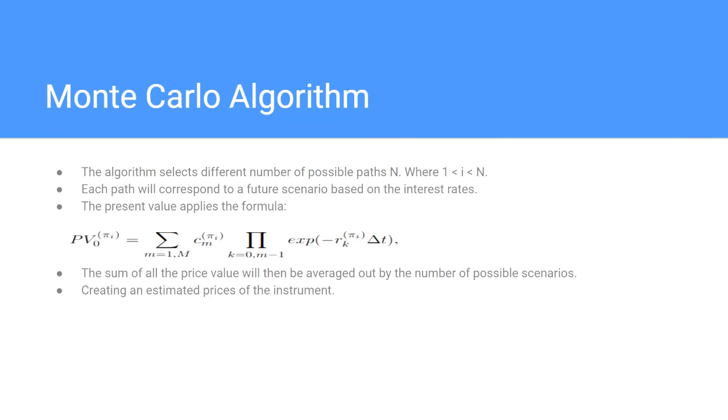At that point, you take the total sum of all the possible price values, and you divide it by the number of paths that were produced. From there, you get your estimated value of the instrument. It could be a stock, bond, interest rate, anything that you're specifying and trying to calculate.